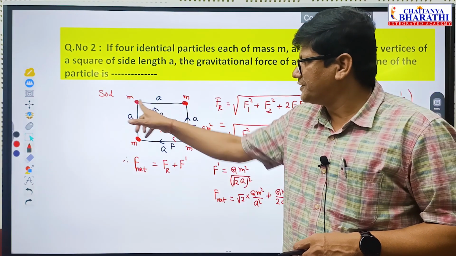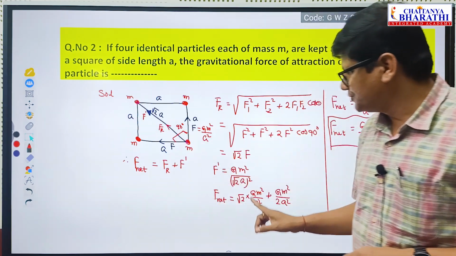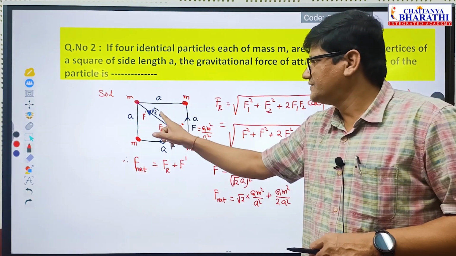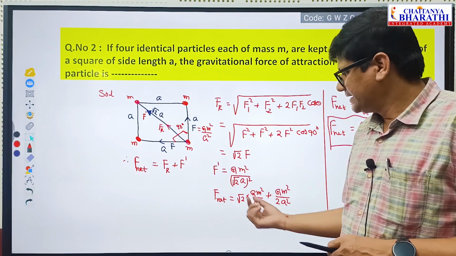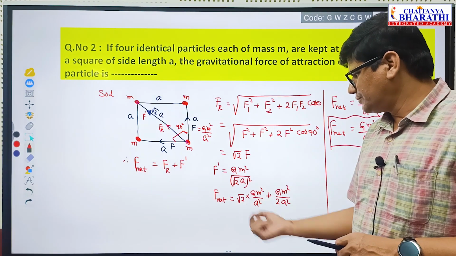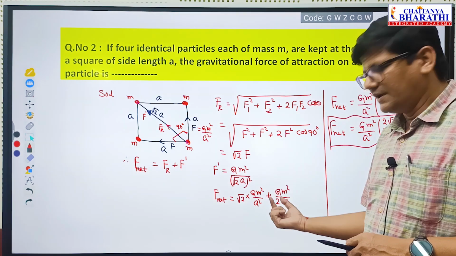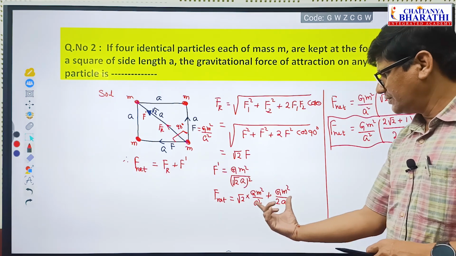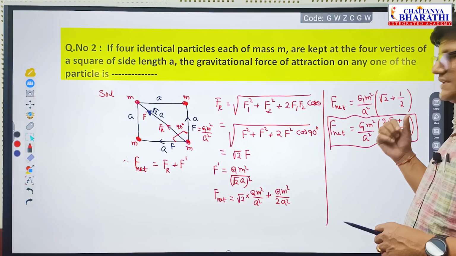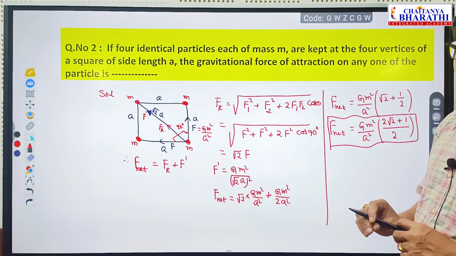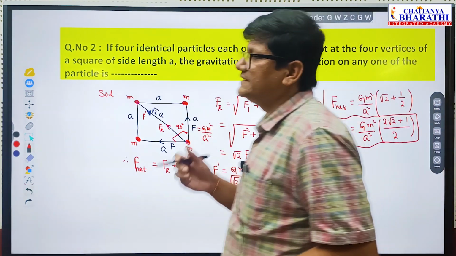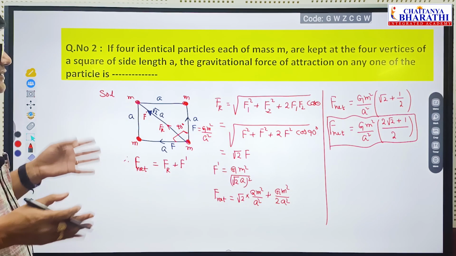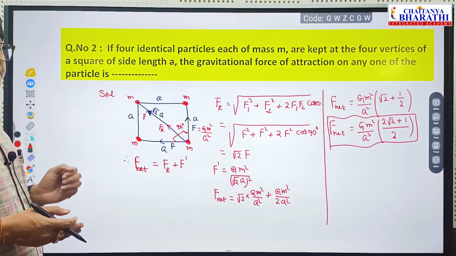Then F dash. F dash means force between these two masses. F dash equals G into m square by distance, that is root 2a, so root 2a whole square. Then F net is equals to root 2 into G m square by a square plus G m square by 2a square, that is F dash. दोनों add किया, common लिया, then we got this final expression. Clear? So this is about this numerical, sir. Simple. So this means application of Newton's universal law of gravitation is a simple question, sir.